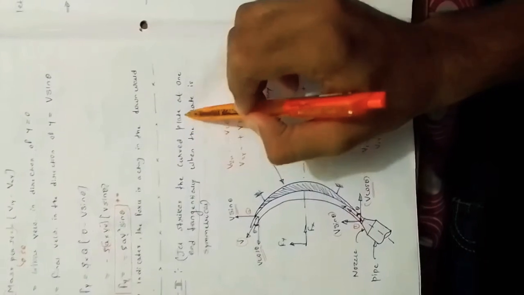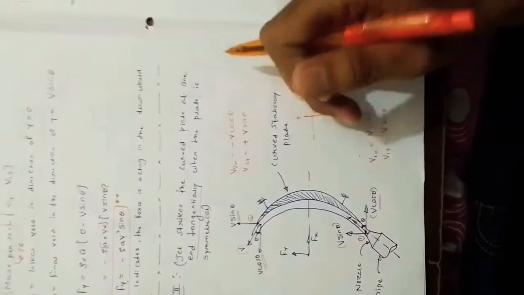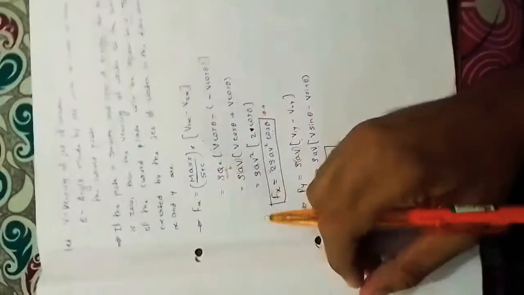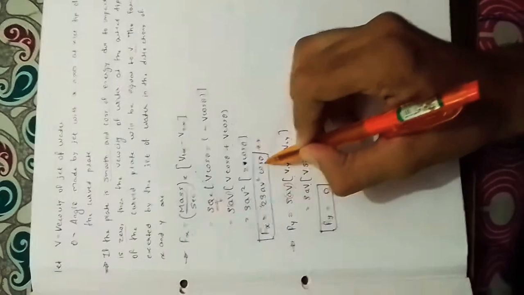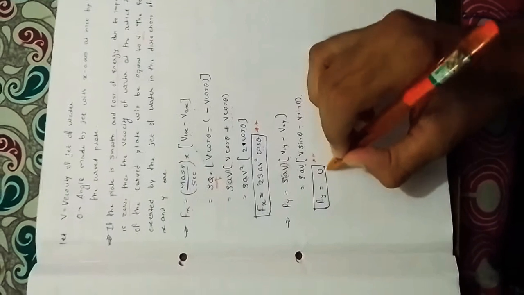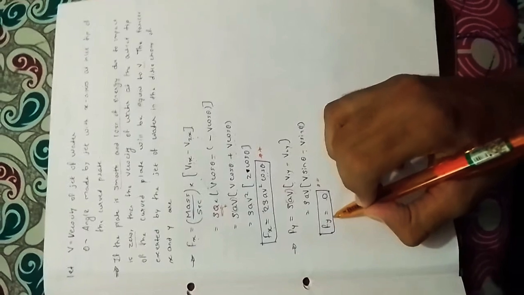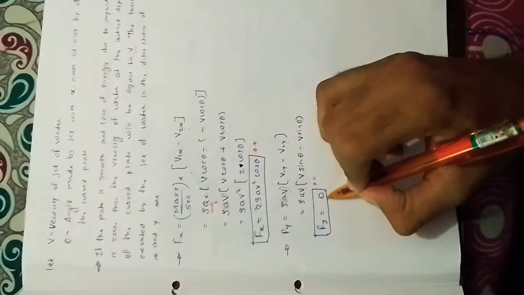Similarly, we have done the second case. The second case was the jet strikes the curved plate at one end tangentially when the plate is symmetrical. In the last videos we covered this derivation, where we derived the equations Fx equal to rho a v square into cos theta, and Fy equal to 0. Fy equal to 0 means there is no force exerted by the jet in the vertical direction, that is, in the y direction. The force is only in the x direction, and for the y direction it is 0, correct?